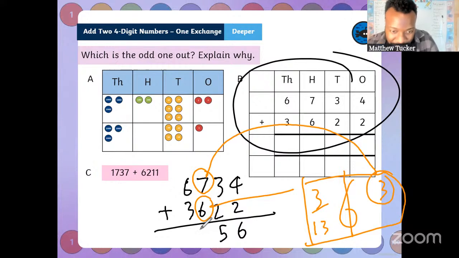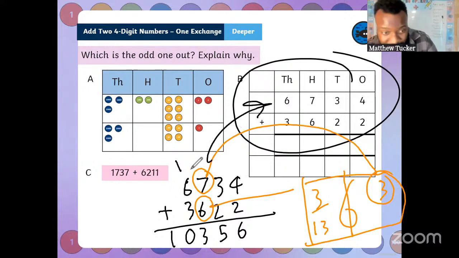So 3 there, and carry the 1. Now, another thing I know here as well, it's going to be a 10, isn't it? I'll tell you why. Because we've got 6, 7, 8, 9, 10. So that means put 0 here, put a 1 here. It's going to be a big answer, isn't it?